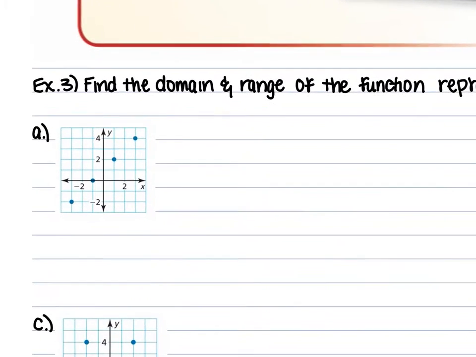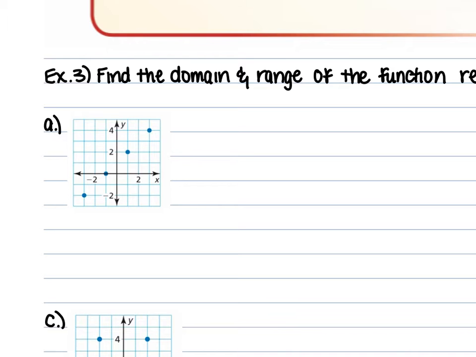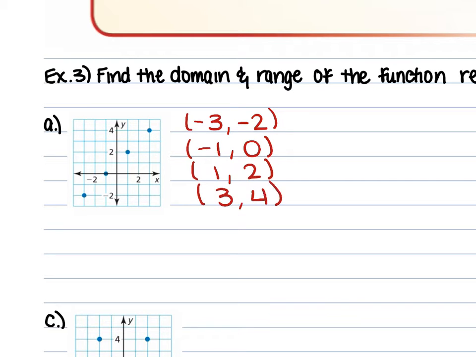So if we look at example A, we have the ordered pairs here that are -3, -2, -1, 0, 1, 2, and 3, 4. So our domain are our x values from these ordered pairs. So it's -3, -1, 1, and 3. Our range are the y values from those ordered pairs. So it's -2, 0, 2, and 4.